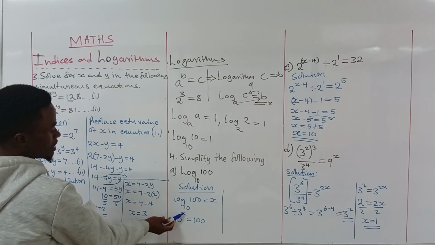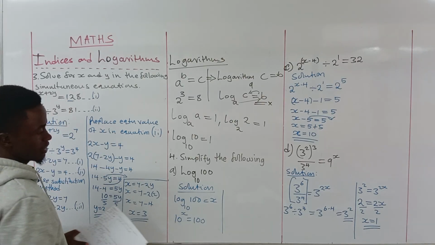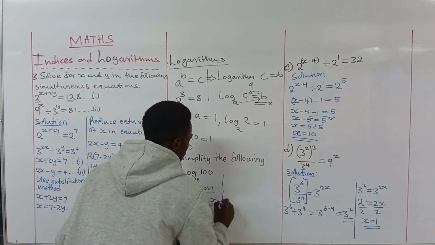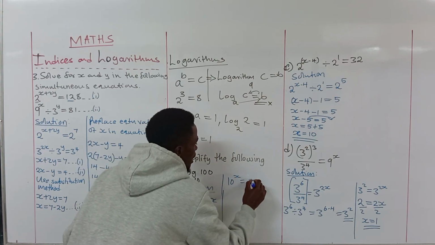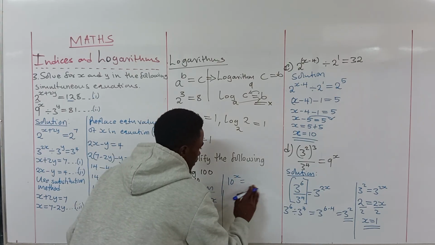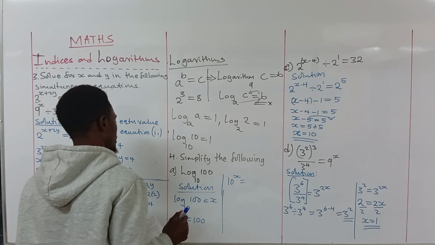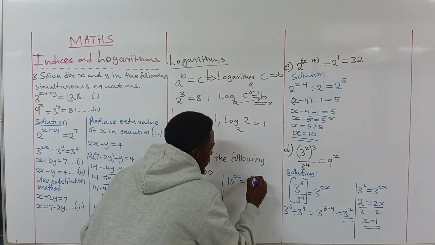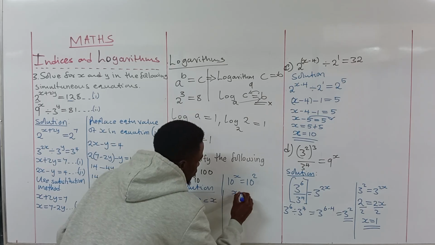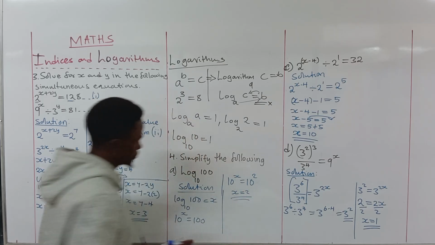Now, this is base 10, but 100 can also be written with a base of 10. So 10 raised to x is equal to 100. That is written into base 10. It will be how many? 10 raised to power 2. So our x is going to be 2.